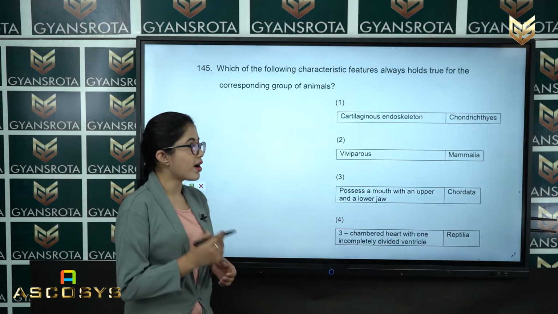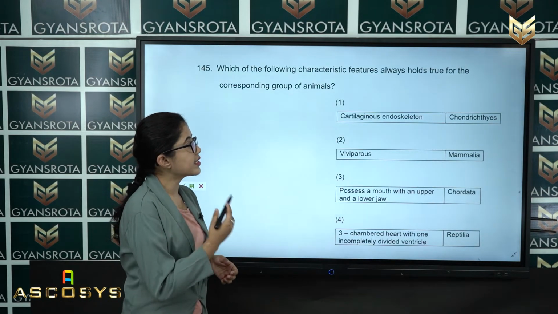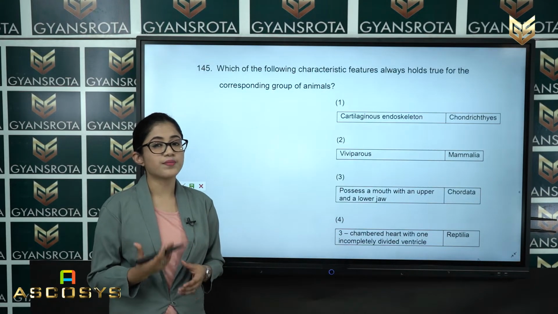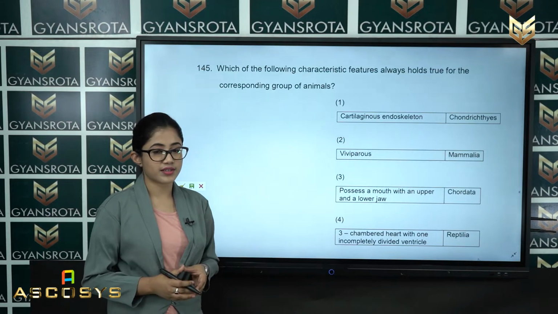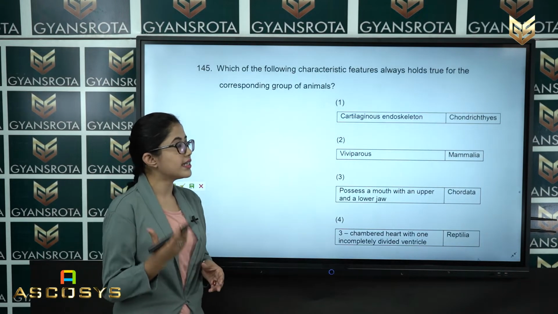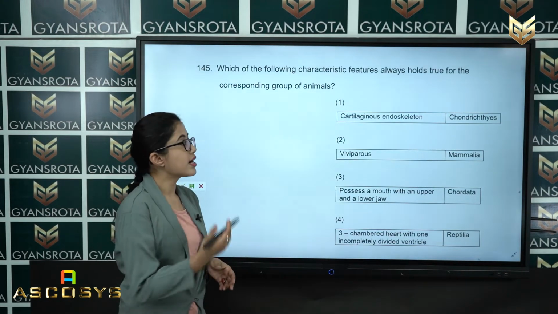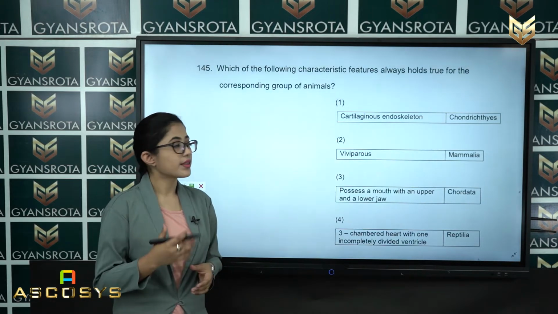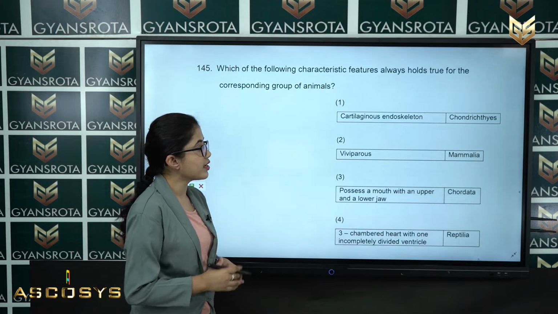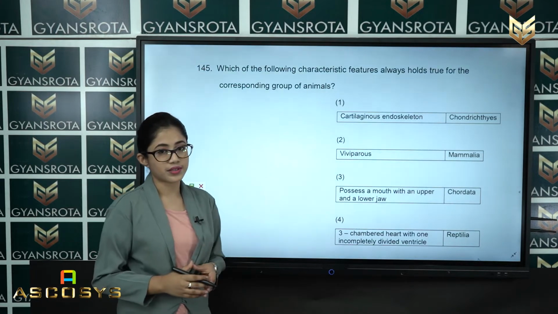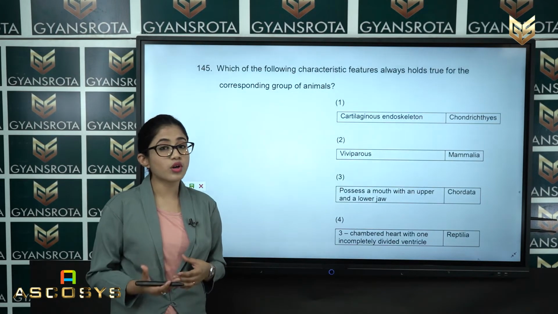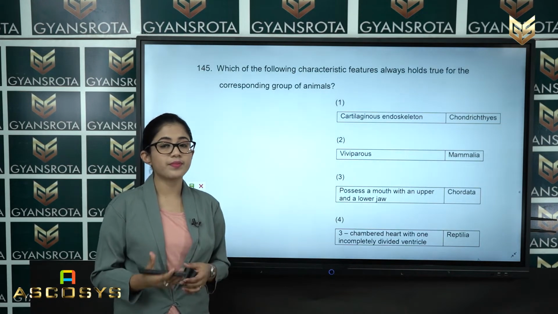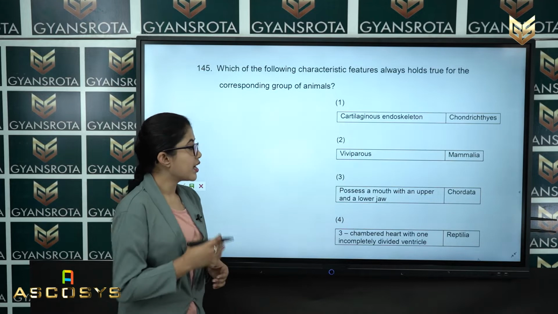In option number 1, you can see cartilaginous endoskeleton, that is Chondrichthyes. Chondrichthyes, which means cartilaginous fishes, right? So, cartilaginous fishes are having cartilaginous endoskeleton, that is always right. Next, in option number 2, it is written Mammalia viviparous. This is not always true, because in Mammalia both oviparous and viviparous are shown.